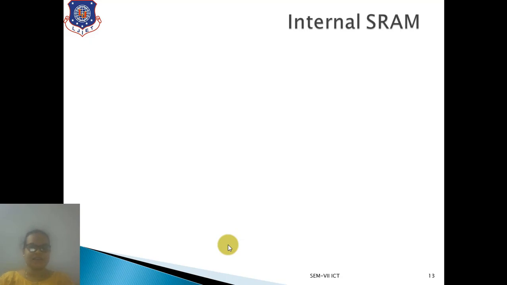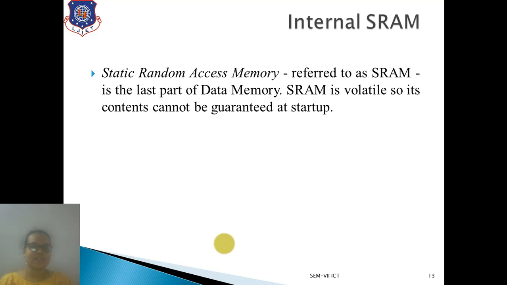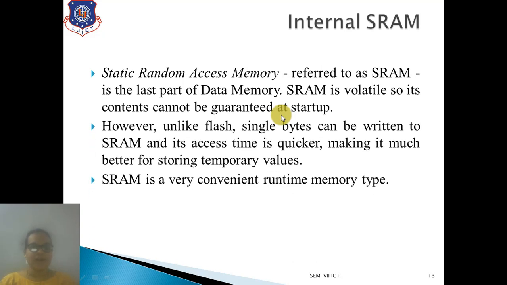Next, that is internal SRAM. SRAM stands for static random access memory, referred to as RAM, and is the last part of data memory. SRAM is volatile, so its contents cannot be guaranteed at startup. Whenever there is a power loss for the microcontroller, the data in SRAM will be lost. However, unlike flash, single bytes can be written to SRAM and its access time is quicker, making it much better for storing temporary values. SRAM is a very convenient runtime memory type.